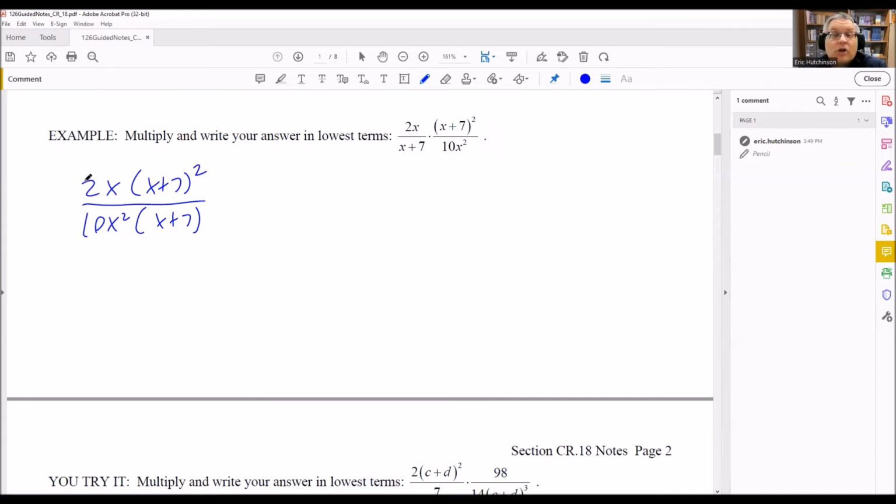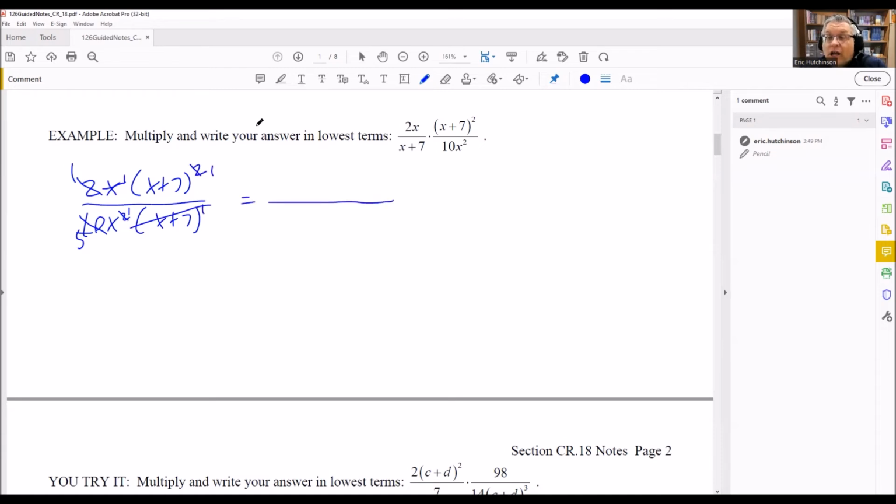All right, so first let's start with the numbers. 2 over 10, that does reduce. So 2 divided by 2 is 1. 10 divided by 2 would be a 5. So I have a 1 and a 5 there. Now the x's I can also cancel. I have one of them on top, and I have 2 of them on the bottom. So I get rid of the 1 on top. That means this is going to turn into a power of 1. And then I can do the same thing with these. x plus 7, I have 2 of them on top and 1 on the bottom. So the 1 on the bottom goes away, and that's going to turn into a power of 1.